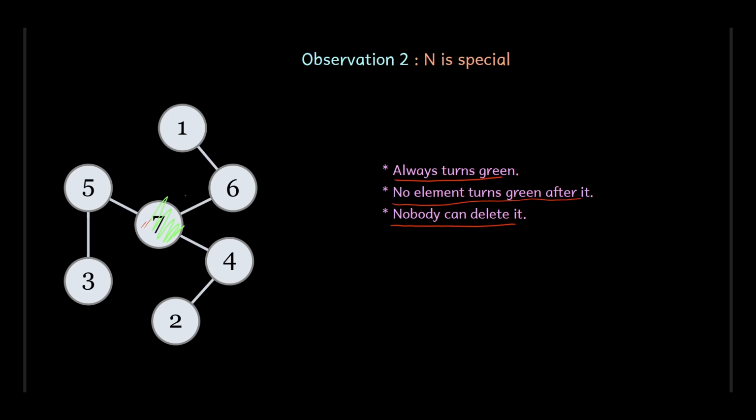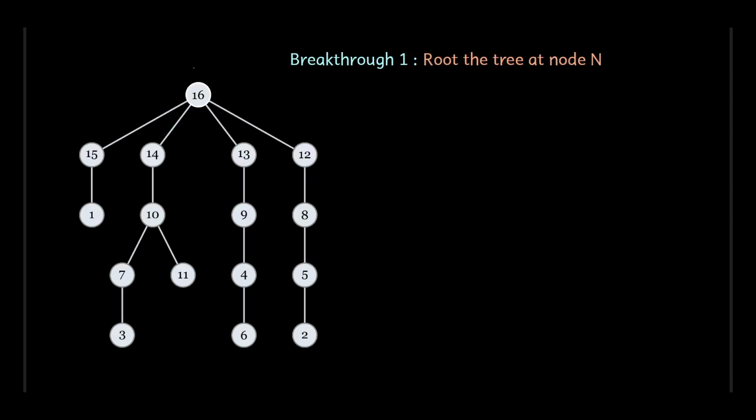Now how do we utilize this fact? Since this node is very special, let us try to root the tree at this node, which is the highest node of this tree, and maybe this will unlock something. So I have rooted the tree at the highest node, which is 16.